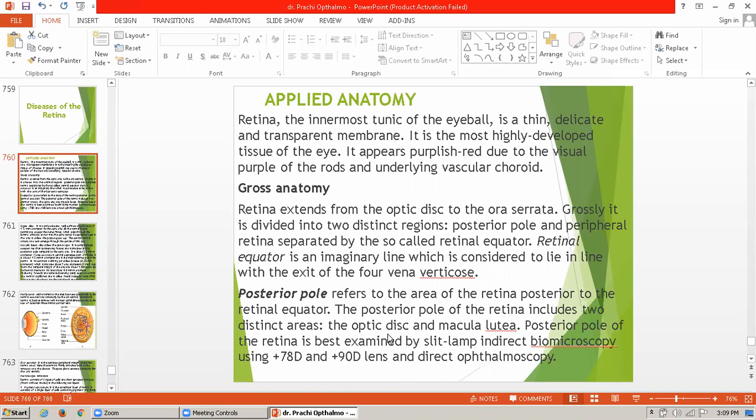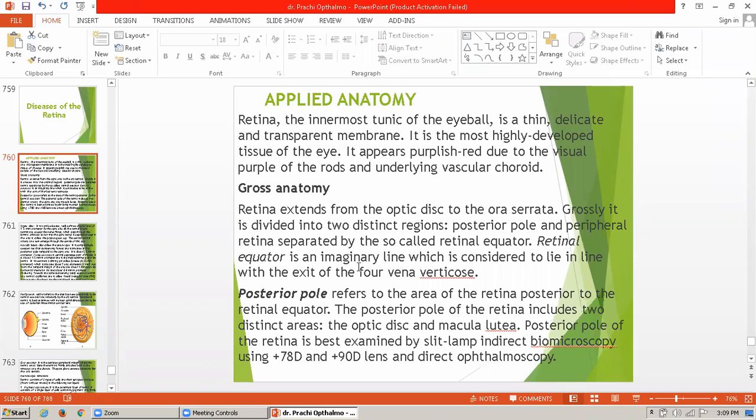So, before we start the diseases of the retina, we will first study the applied anatomy of the retina. Retina is the innermost unit of the eyeball. It is a thin, delicate and transparent membrane. It is the most highly developed tissue of the eye. It appears purplish red due to the visual purple of the rods and the underlying vascular core.